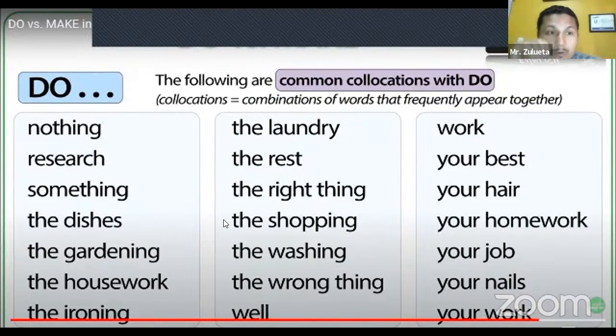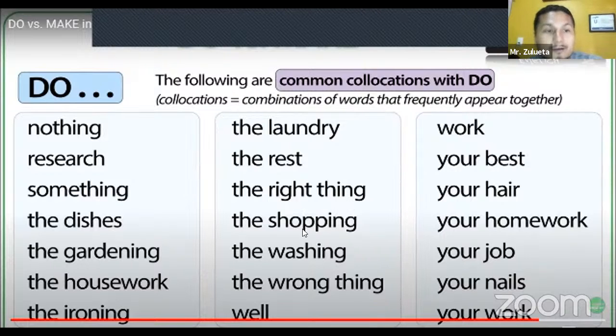Imperative. Okay, this is an imperative, an ultimatum. So on the second column, do the laundry. Laundry is lavar la ropa. Do the laundry. Lava tu ropa. Do the rest. Haz el resto, lo que queda. Do the right thing. La cosa correcta. Haz lo correcto.